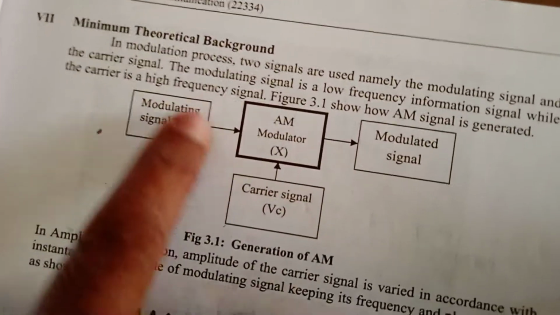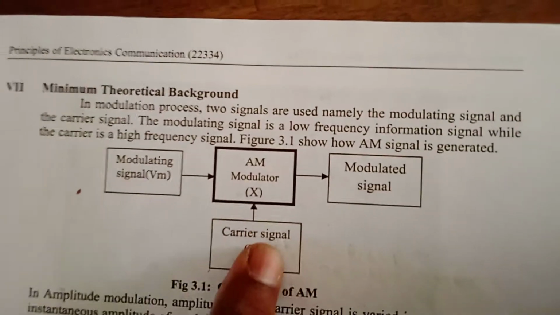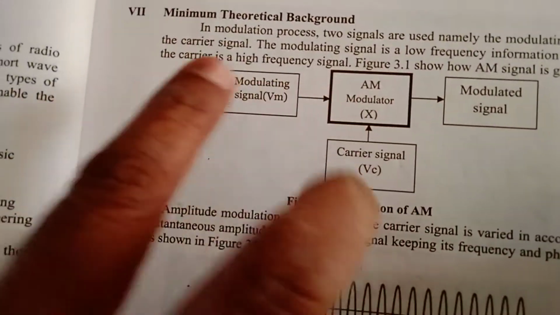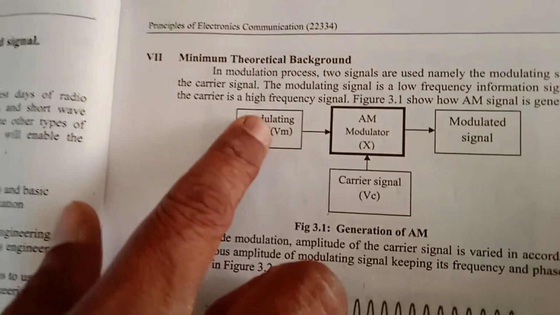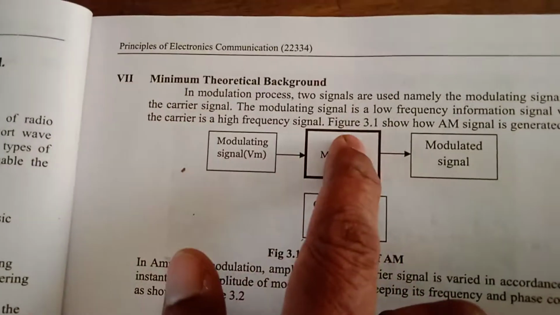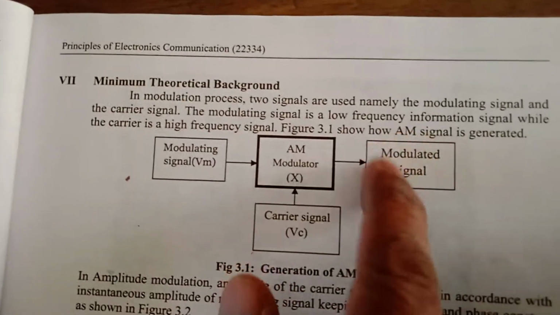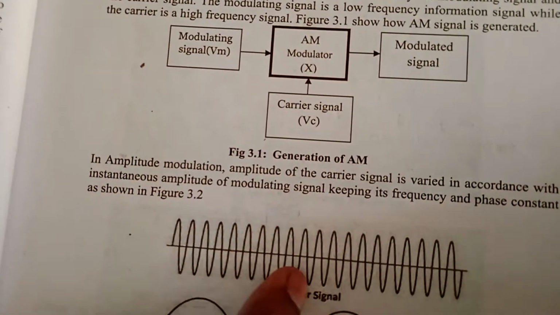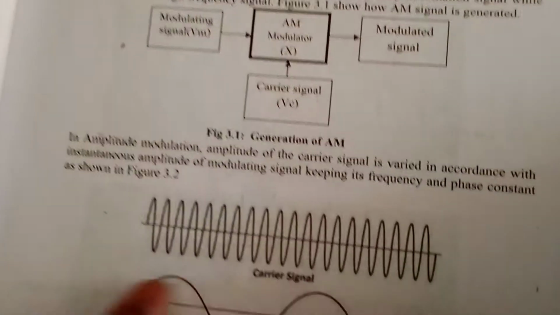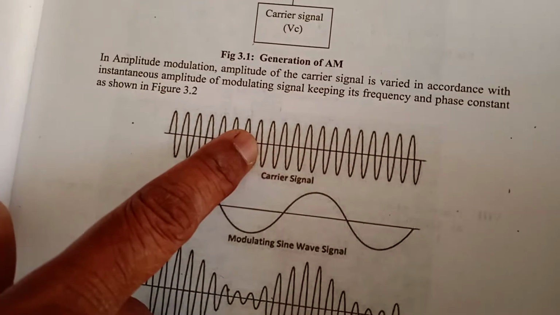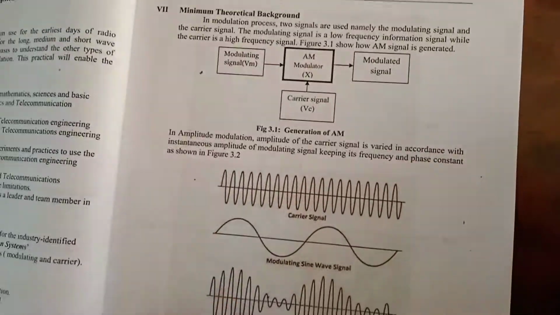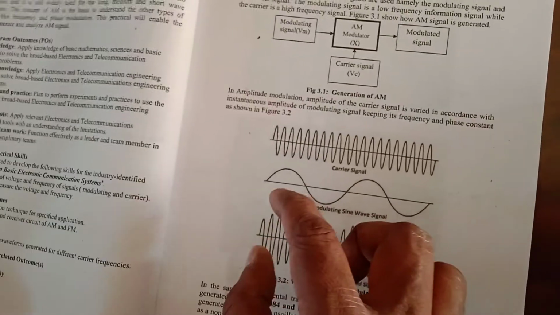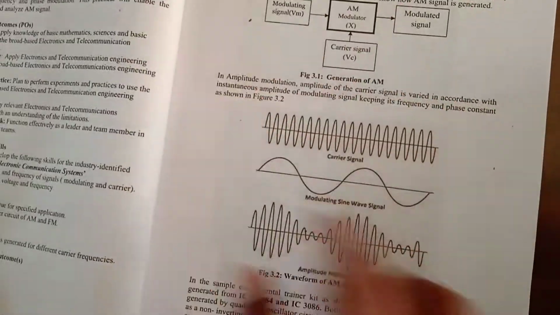The first signal to the AM modulator is the modulating signal. The other signal to this AM modulator is the carrier signal. The AM modulator will superimpose these two signals. In turn, we say the AM modulator will multiply these two signals and give the AM modulated output. This is the carrier signal, sorry, and this one is the modulating signal. These two signals are superimposed and we get the AM modulated waveform. This is the theoretical description.